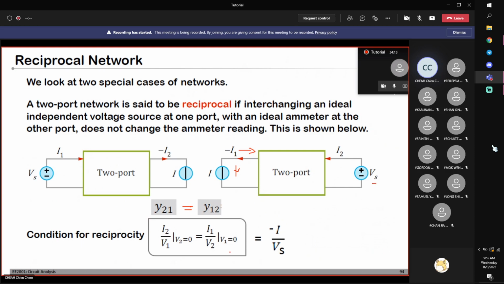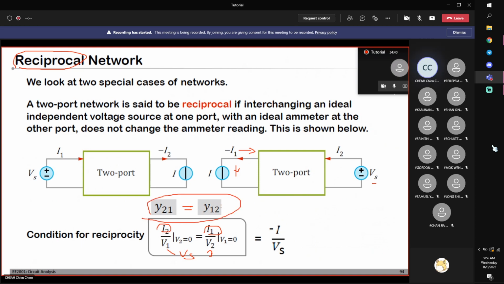So if you put the same inputs, Vs to V1, V2, and you get the same current, then this means that y21 is equal to y12. Therefore, to check whether a network is reciprocal or not, one way is to do an experiment: put in Vs at both sides and measure I at the other side. This is what we do in the experiment.